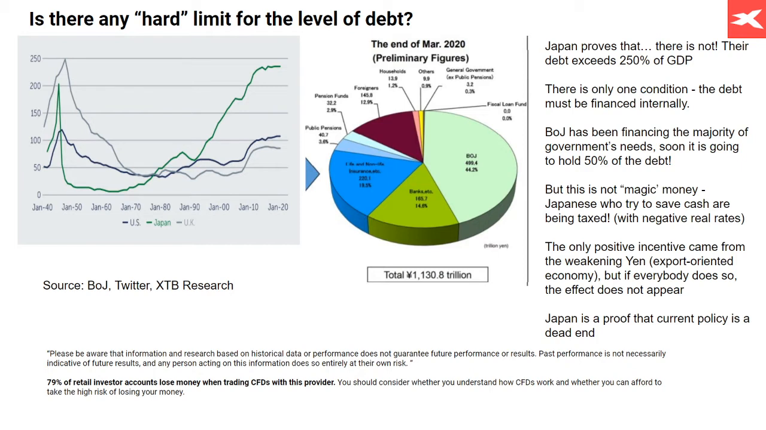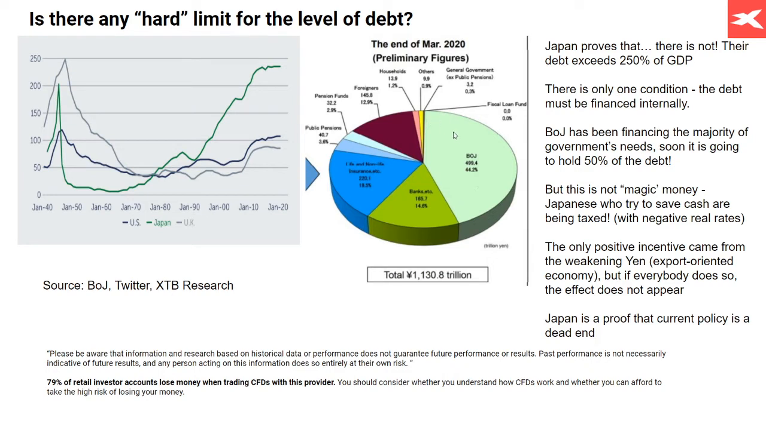In theory, let's say, Japan proves that there is really not. Their debt exceeds 250% of their own GDP. And there's only one condition. The debt must be financed internally. So the Bank of Japan has been financing the majority of the government's needs. Soon it's going to hold 50% of the country's debt.